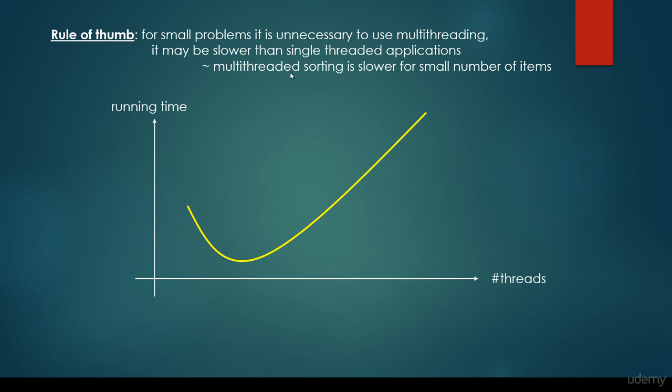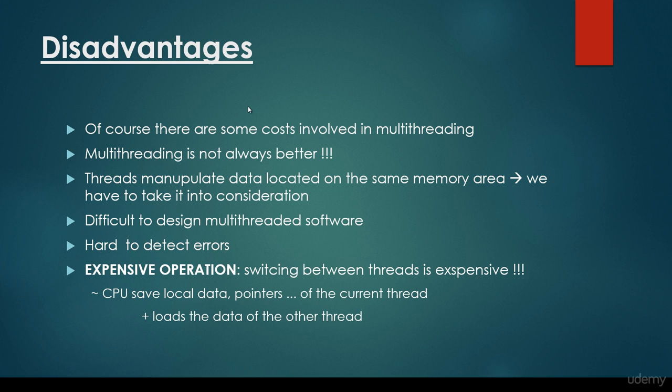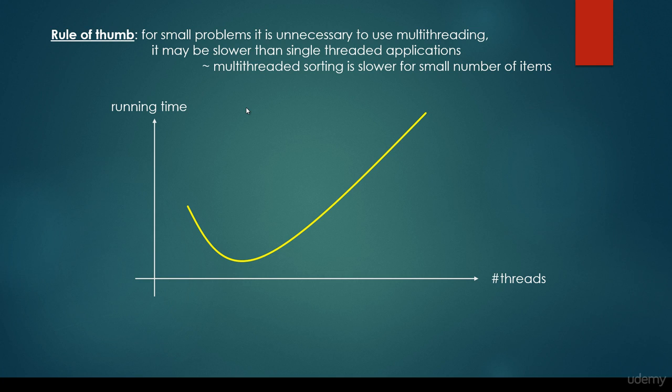A single-threaded implementation is going to outperform multithreading. But if we want to sort, for example, millions or billions of items, of course multithreading is going to be okay. This is why I say that for small problems, usually we don't need any multithreading. Why? This is what we have been discussing in the previous slide: switching between threads is quite expensive, so we have to avoid it.